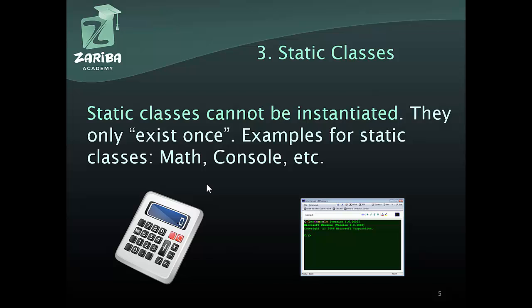Okay, so a static class is a specific type of class. It cannot be instantiated, and the idea here is that you don't need to have multiple objects of this class. It's good on its own. You only need to have one. And examples for static classes are Math and Console.